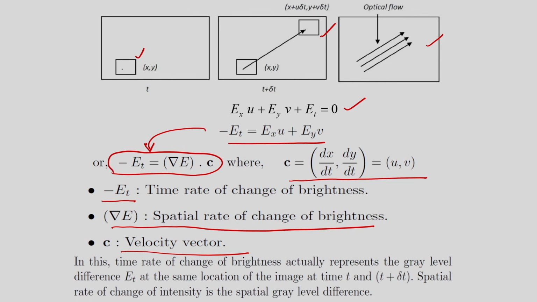So this is the equation. This is the constraint equation or the optical flow equation. So from this equation, we can determine the velocity vector. The velocity vector is c. So I have two components, u and v.